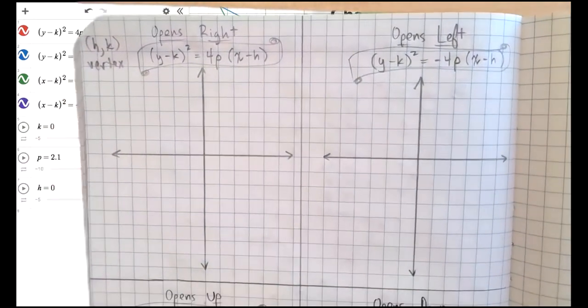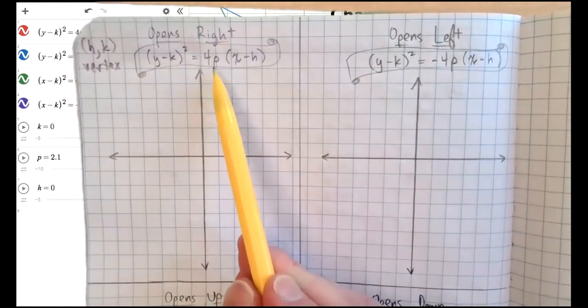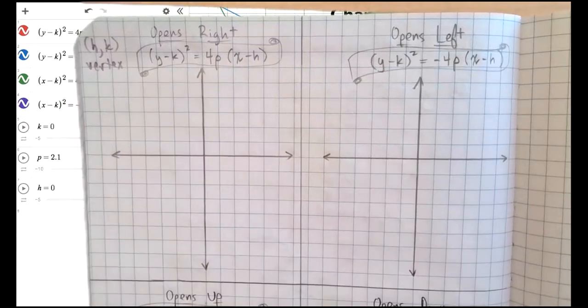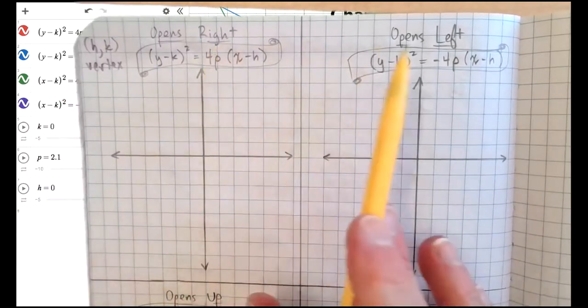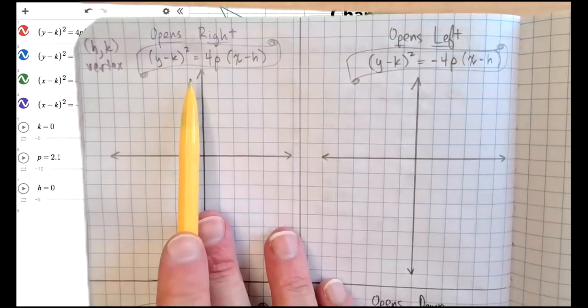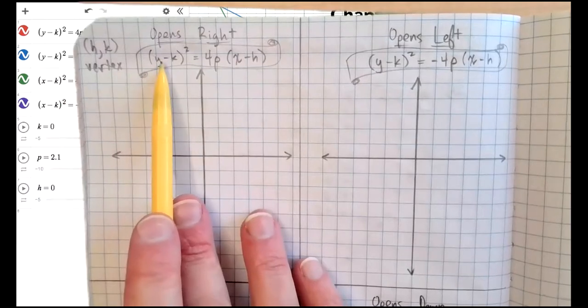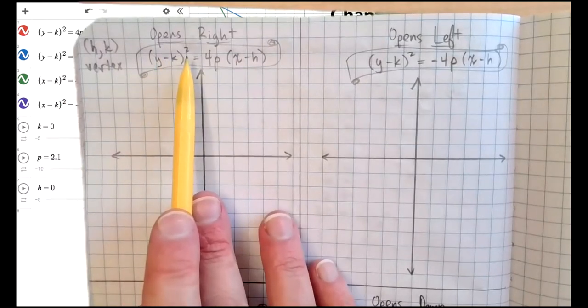As you probably would have guessed, the p-value is the distance. So we really are just setting this up here. If it opens right or left, you'll see we have these 2 equations, where the y minus k is squared. That opens right or left.